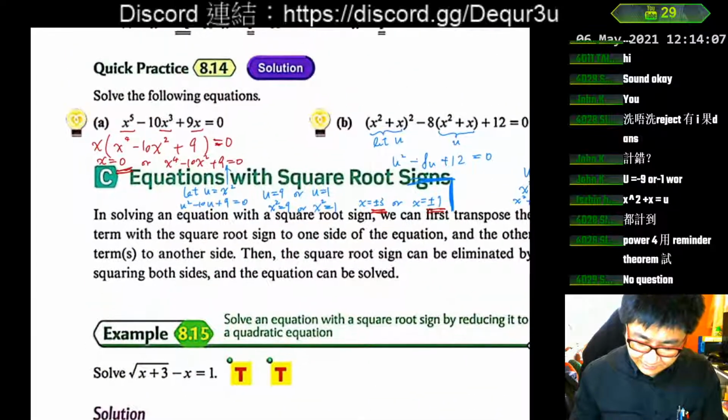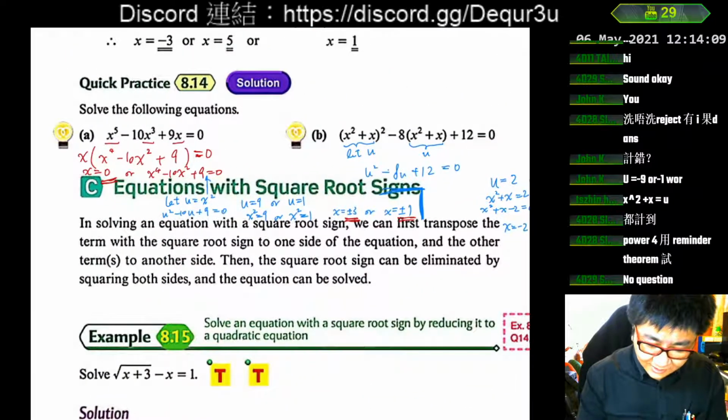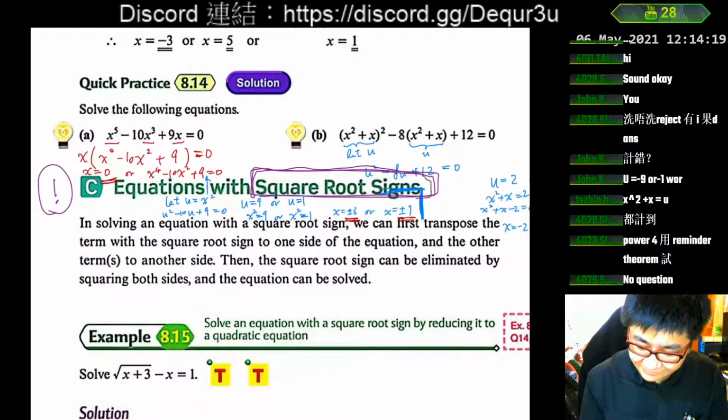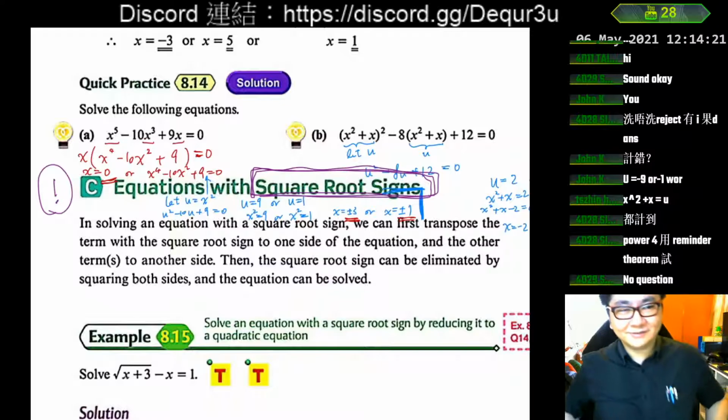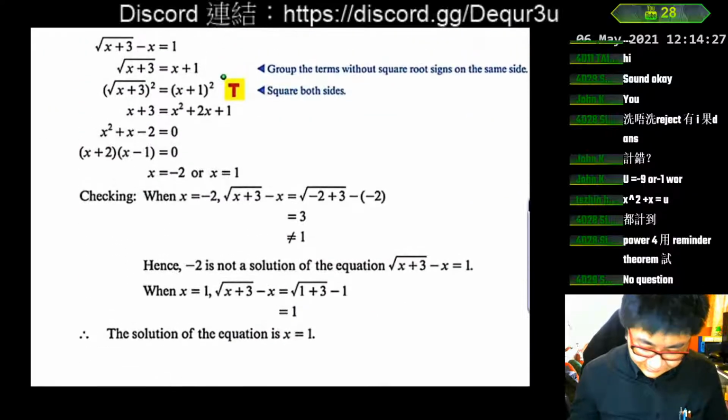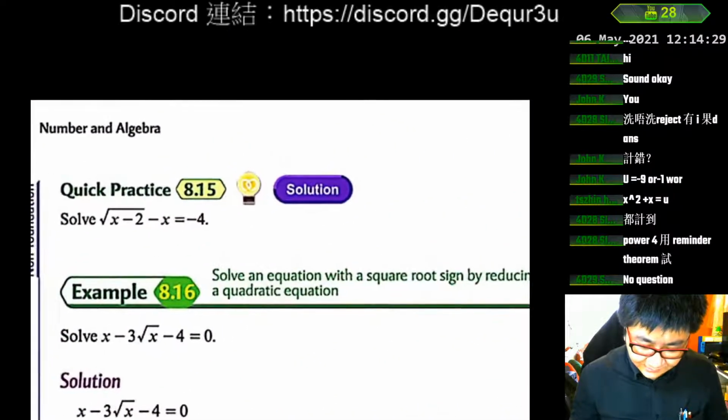Oh, by the way, I think it's better, I nearly forgot, this part about square roots. Remind yourself with an exclamation mark. When we solve equations with square roots, remind yourself with an exclamation mark. I will explain this later. Why the exclamation mark? Okay, let's do quick practice 15.